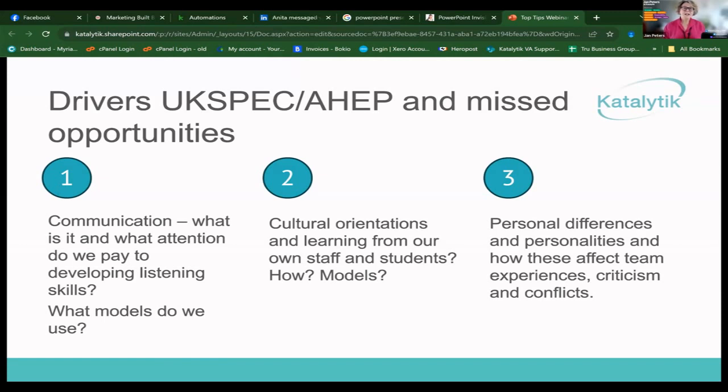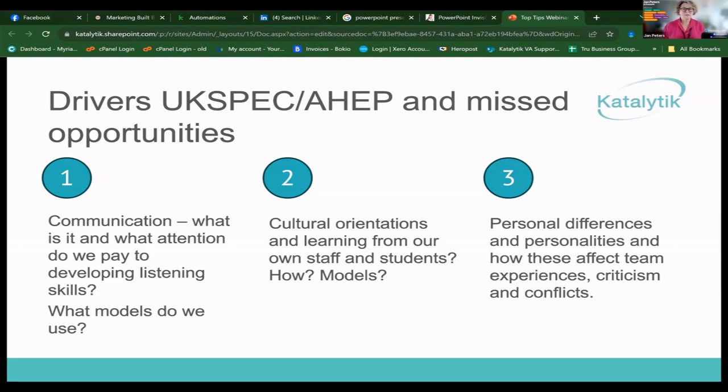What are we doing to improve and deepen what we understand by communication at every level of professional skills? What are we doing to make sure that we are developing really good, strong listening skills within our student population? And what models are you using? I want to give you some insights into that.